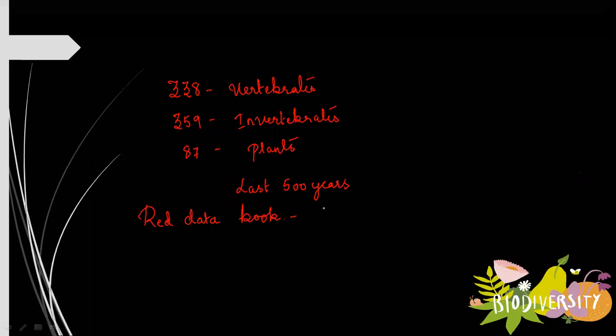What does Red Data Book do? Red Data Book is nothing but a state document which keeps a record of those species which are rare and endangered, which means they are about to get extinct.